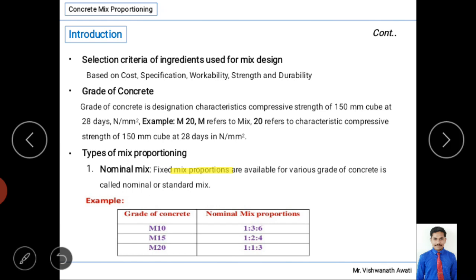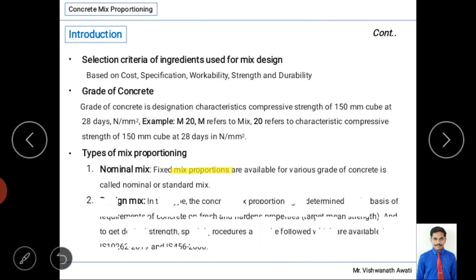There is no need of calculations. We can directly refer: 1 is to 3 is to 6. For M15, 1 is to 2 is to 4. For M20, 1 is to 1 is to 3. These are standard values, and we have to refer to them. There is no need for calculation. But if you need a specified requirement, then we have to go for mix design, which is what we are focusing on in these discussions.